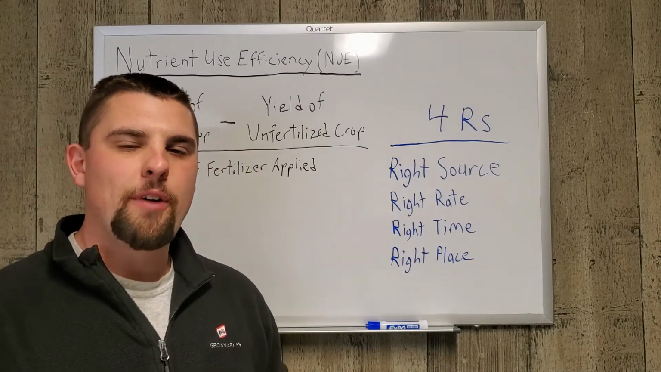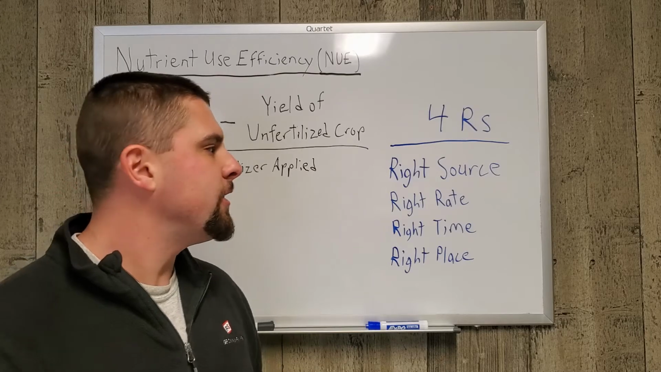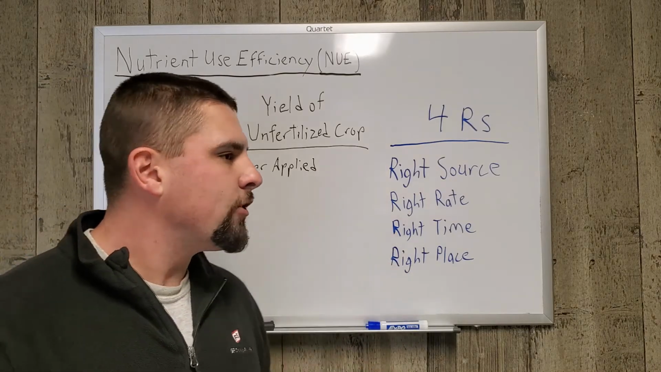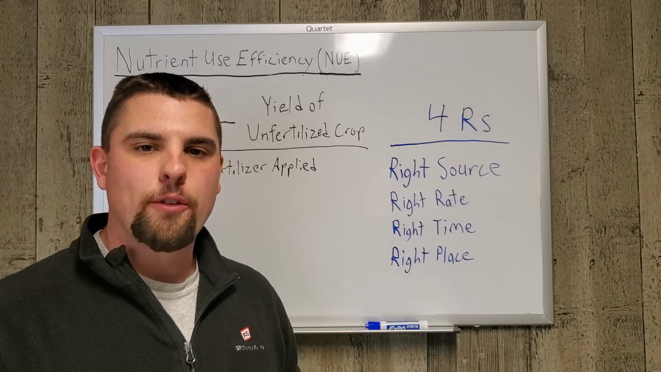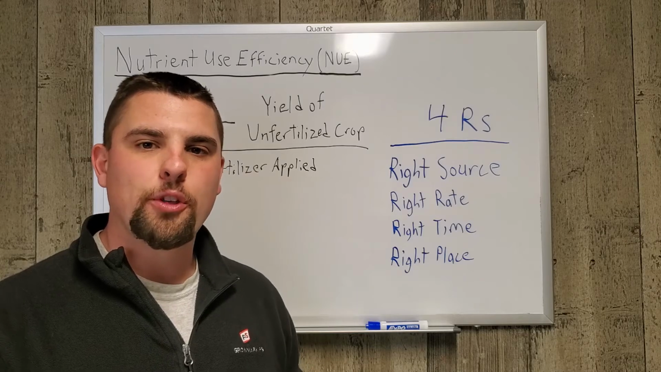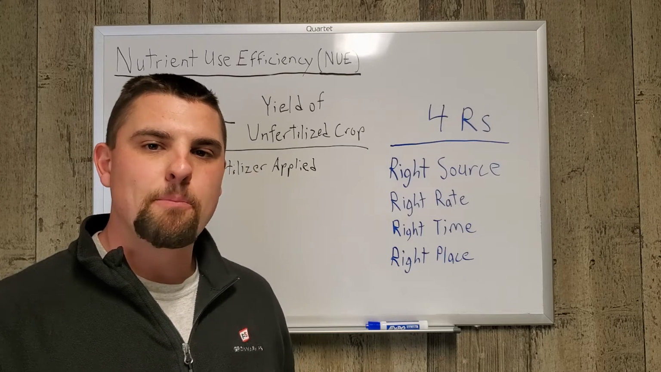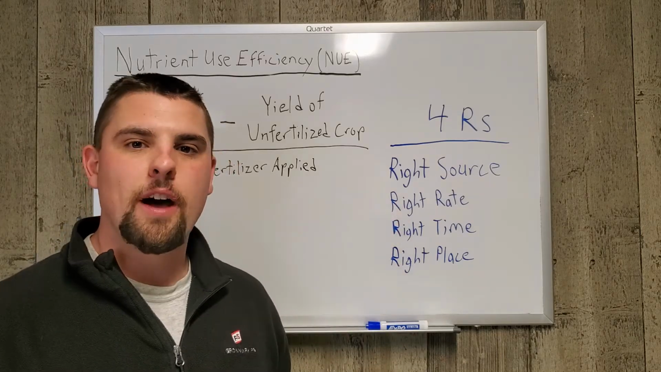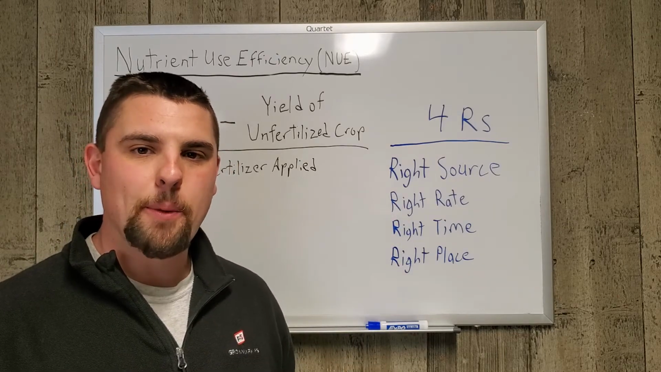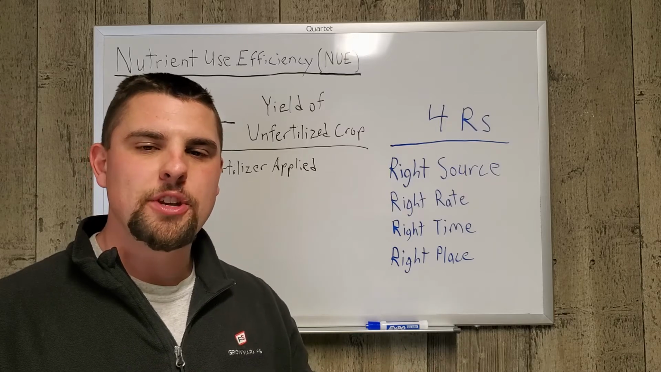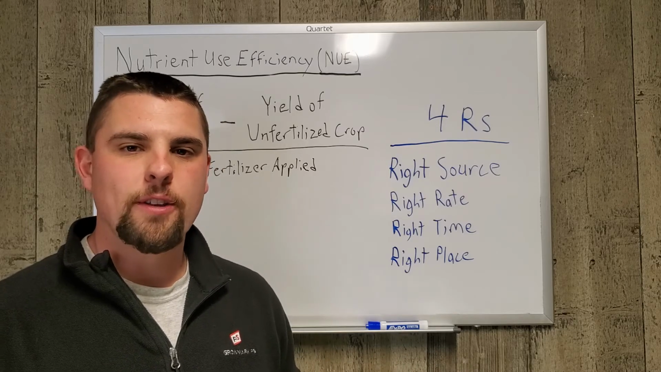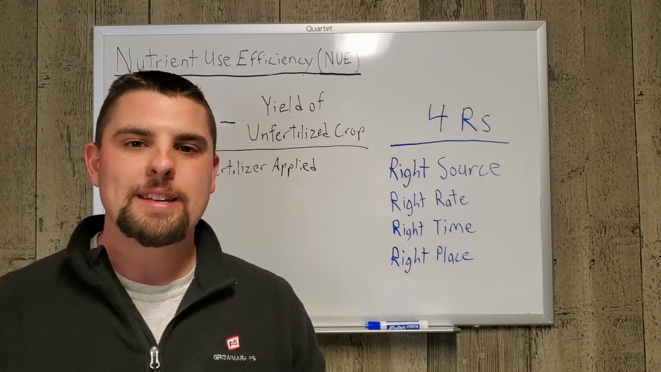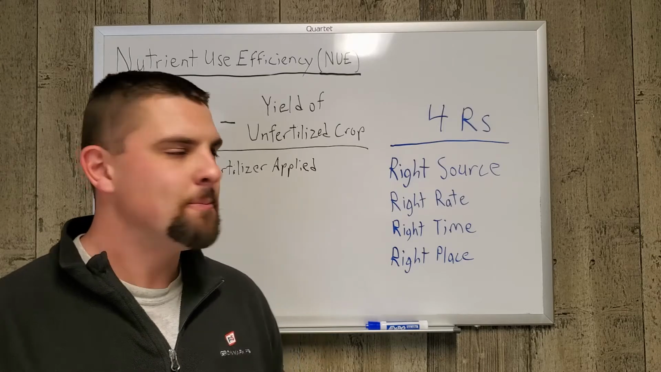As an example of how we might use these for nutrient use efficiency, the right source might be using a source of nutrient that's more available to the crop instead of being so bound up in the soil. Or for instance, it could be using a source of phosphorus like MAP that has some nitrogen along with the phosphorus to help make the plant take it up more rapidly and easily.